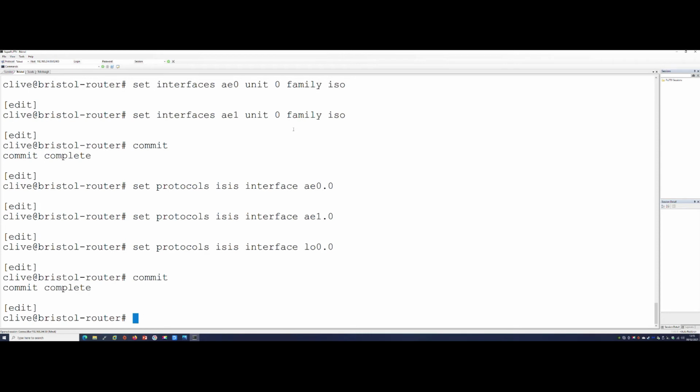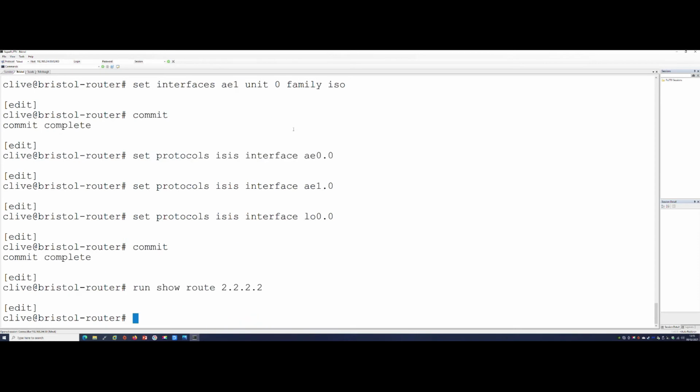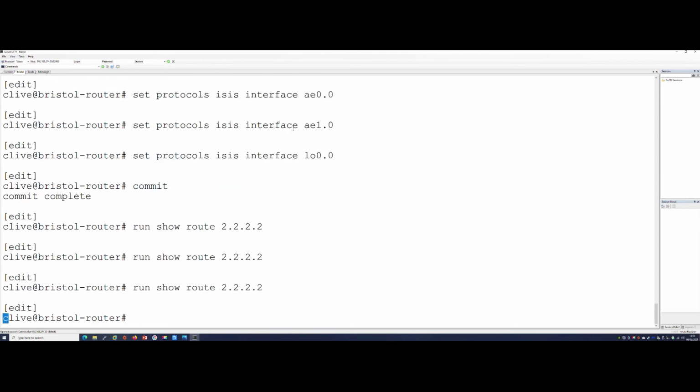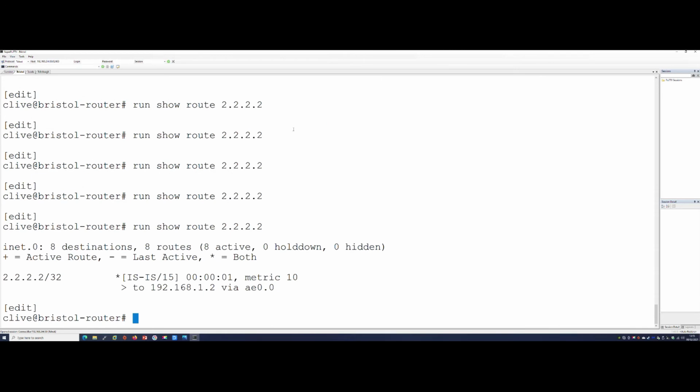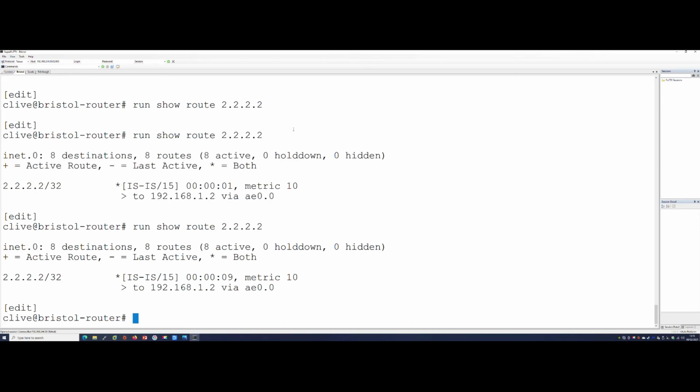Okay, so the question is now, can we see the other interfaces? So let's have a look at run show route 2.2.2.2. There we go. It does take a couple of seconds for the database to update. Okay, as you can see, we have 2.2.2.2 in there. Question is, do we have 4.4.4.4? Yes, we do. Which means we can actually ping Leeds.